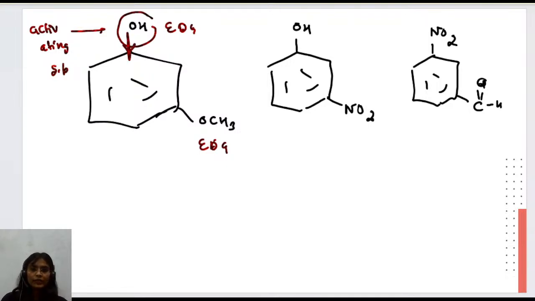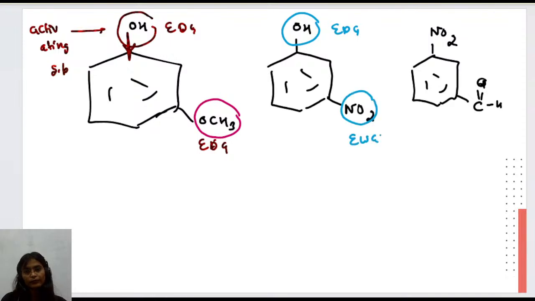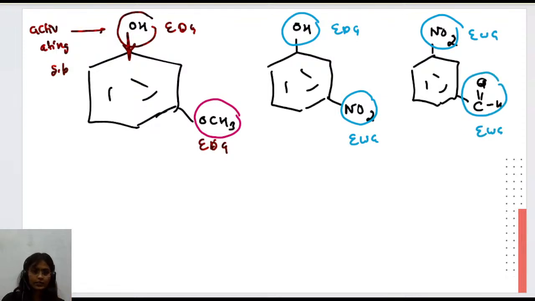And same here, this is also an electron donating group. Let me just mark both are electron donating, or both are activating groups. The case number one, you can say. The case number two is where this is an electron donating group and this is an electron withdrawing group. And in this case, both are electron withdrawing groups. Now let's discuss this.